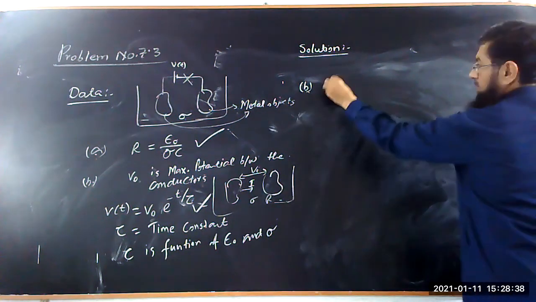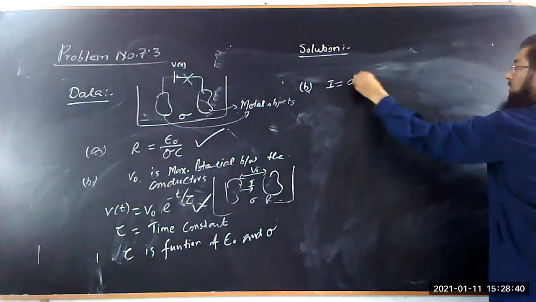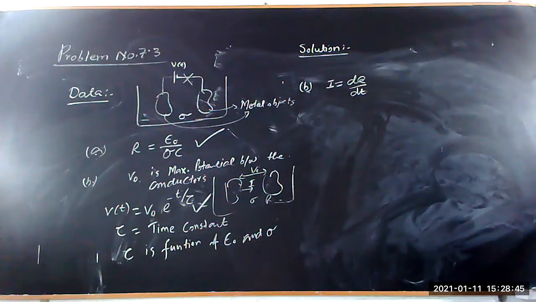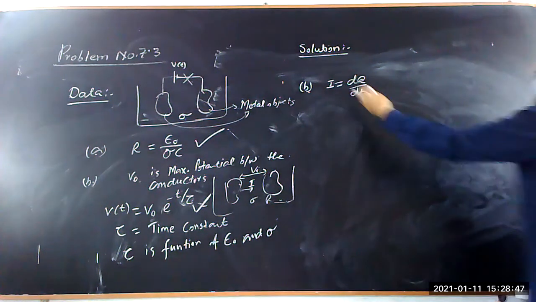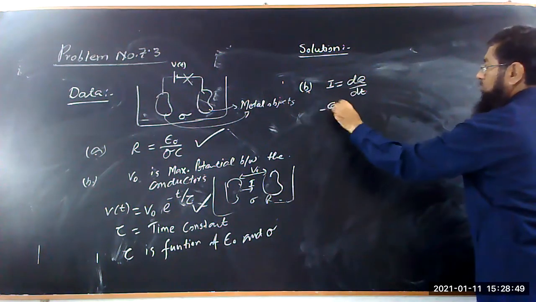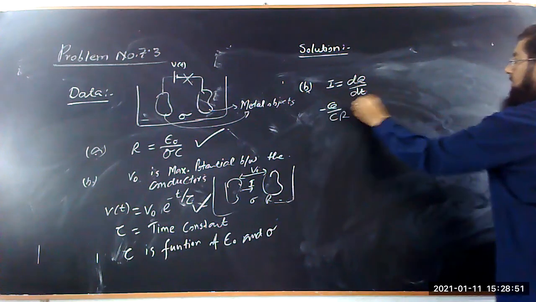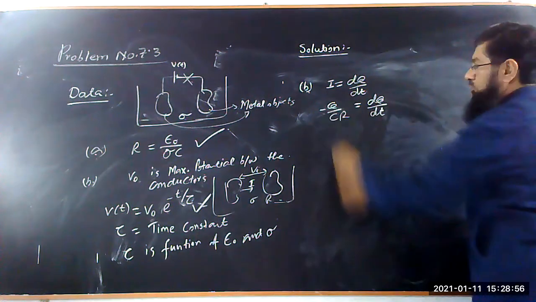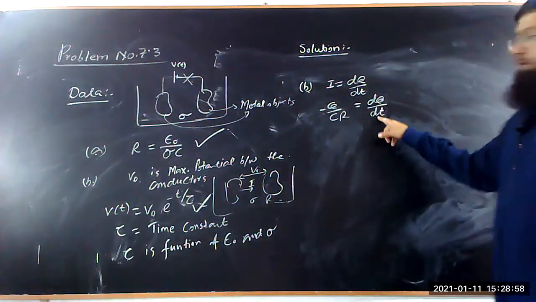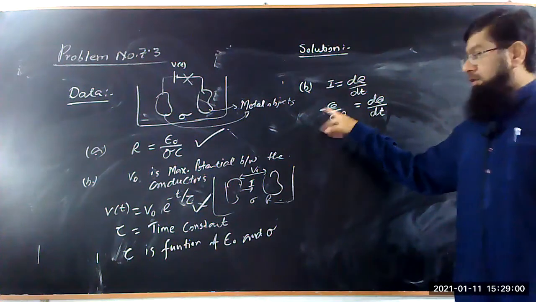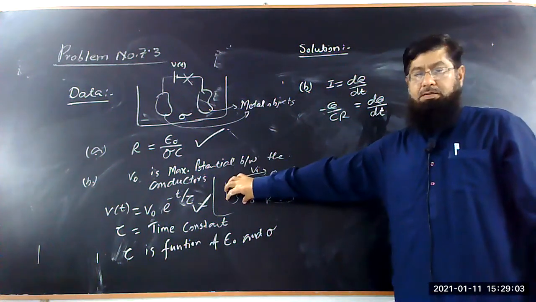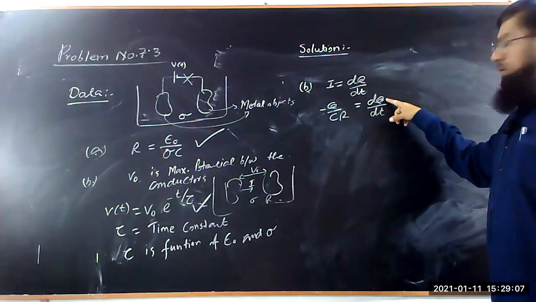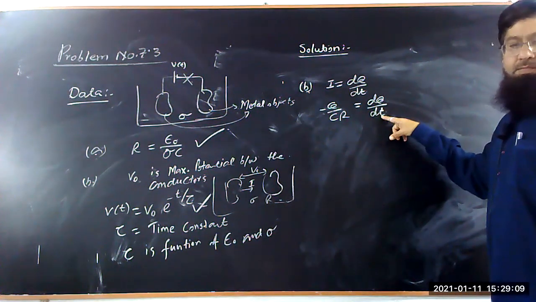According to the second part, the current that will flow is equal to dq over dt. The current I is equal to dq over dt, and this current I is equal to minus q over CR, which is equal to dq over dt. The minus sign shows that with the increase of time, the charge on the conductor will decrease. So this negative sign shows that dq decreases with time, not increases.